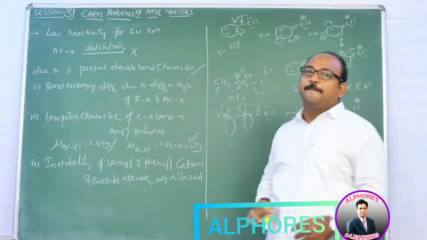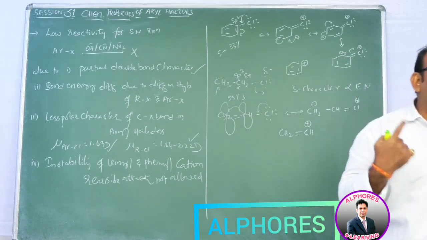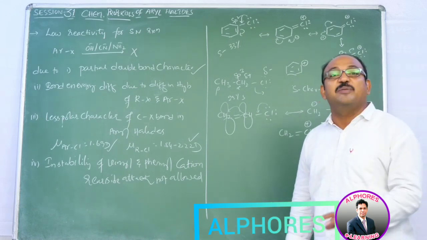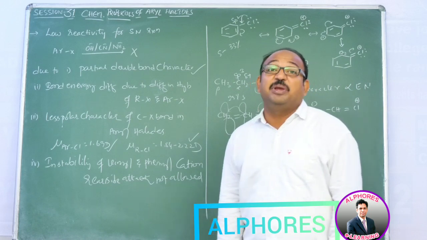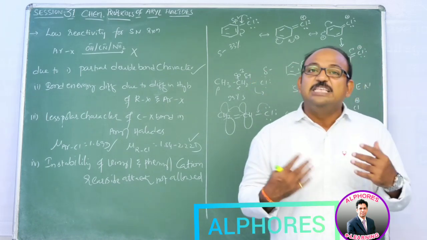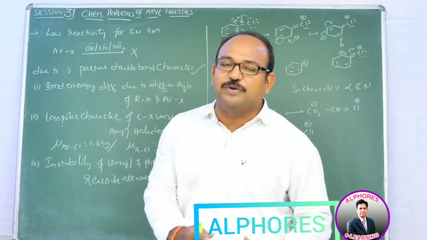As we learned here, chlorine shows a plus M effect. Its ability to donate the lone pair of electrons is very less. Of course, even though less, it maintains partial double bond character. Because of that reason only, we are saying that SN reactions, nucleophilic displacement reactions, are highly difficult, right?